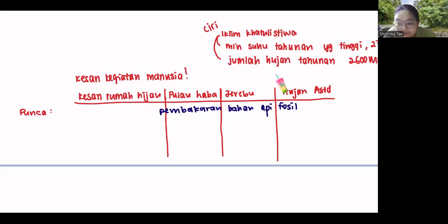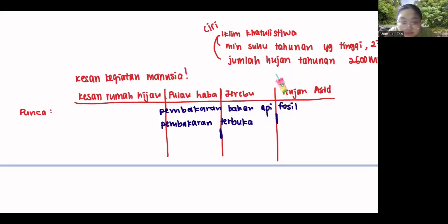All right. So for here, split out the hujan acid, okay? Hujan acid cannot use this, but kesan rumah hijau and Pulau Haba can. What is the punca? Pembakaran terbuka. Open burning. 3 of them can use.